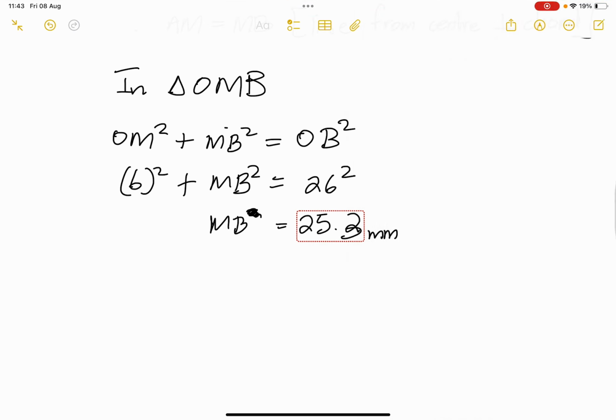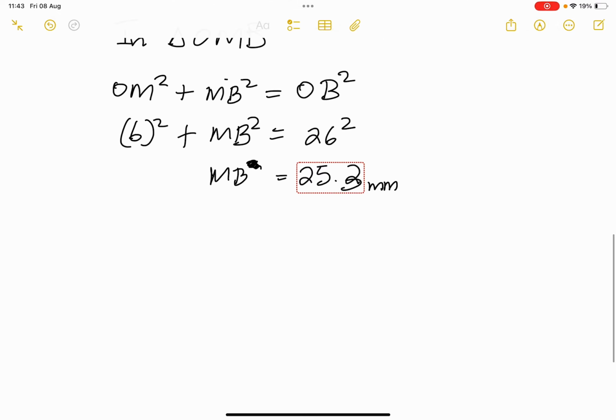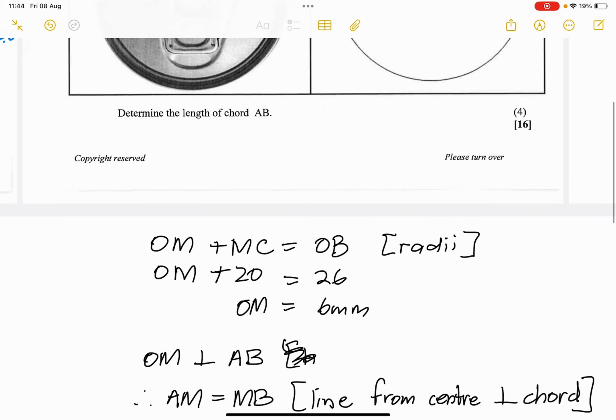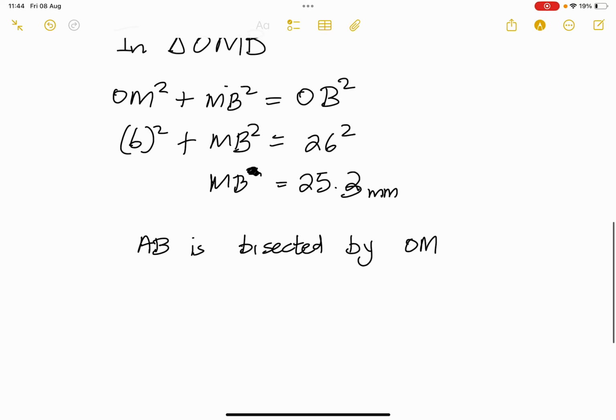But remember, we were looking for the chord AB. Because OM is perpendicular, it bisects AB. We've already mentioned the theorem, so therefore AB will be equal to 2 times 25.3, and that would be 50.6 millimeters.